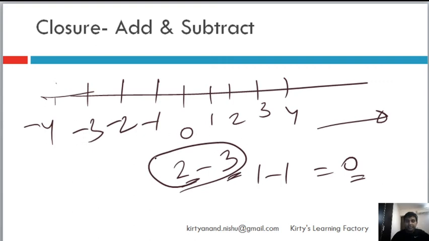Okay, so keep that in mind, and it is closure. So integer is a closure for addition as well as subtraction. That is to say, if we add two integers, we will get an integer always. If we subtract any two integers, we will always get an integer, either positive or negative.